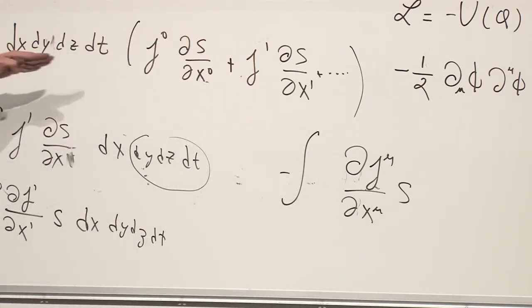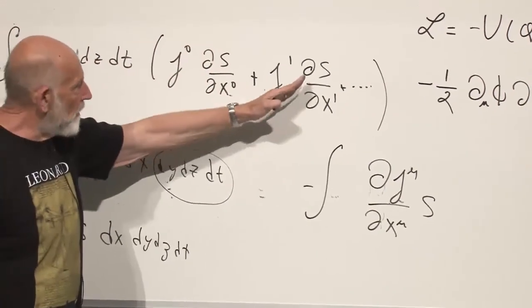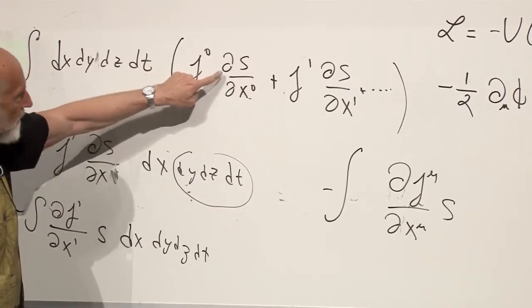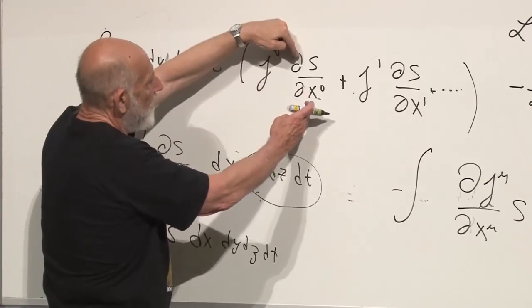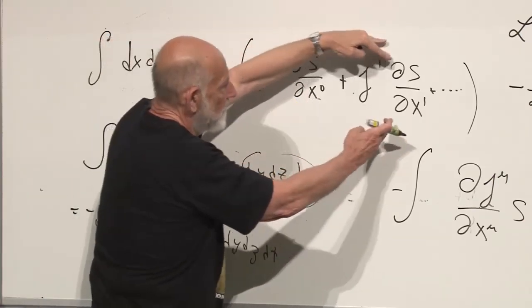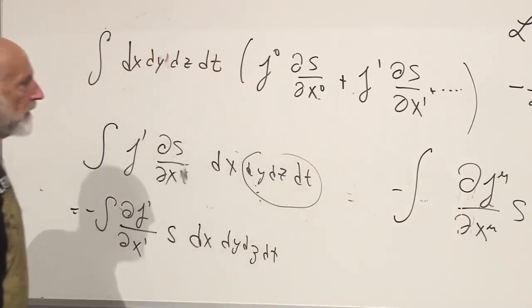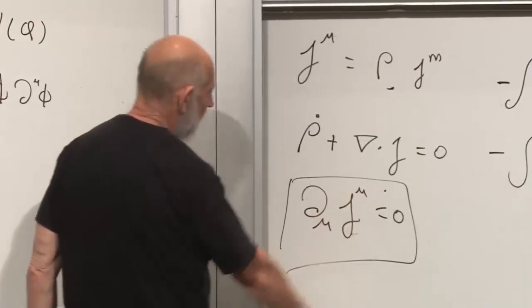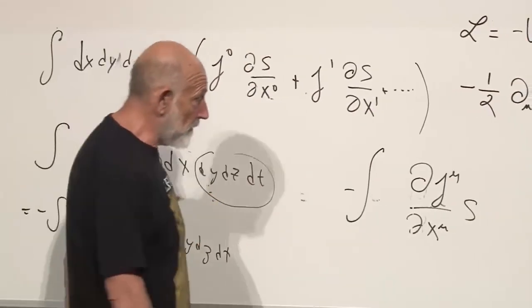All right. We started out with j times ds dx. We integrated by parts, and that put the derivatives on the j instead of on the x. That's all we did. Did a trick to take the derivatives and put them on the j. That's what we have here. And that's equal to 0 because of the continuity equation. So that's equal to 0.